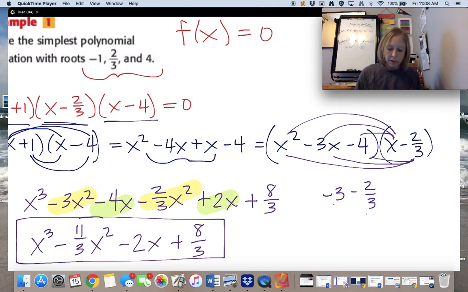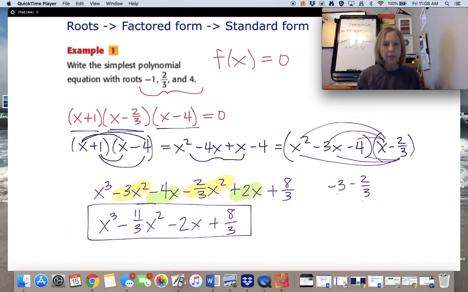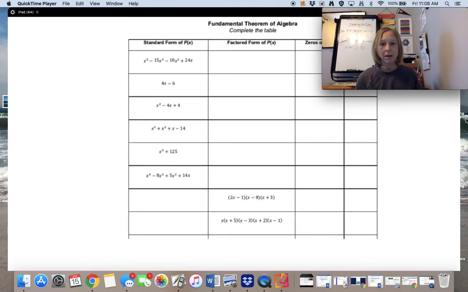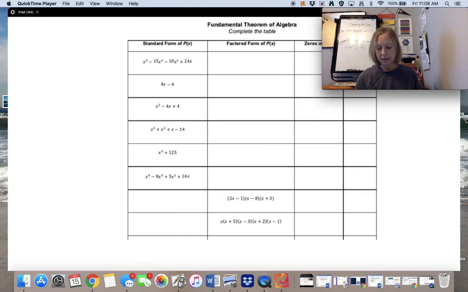All right, I'm going to separate this video from the next one because they deal with two pretty separate topics. But notice this roots to factored form to standard form is what you'll need to do at the bottom of that table that you fill in. It didn't quite fit on the screen, but those are the steps to get you there.